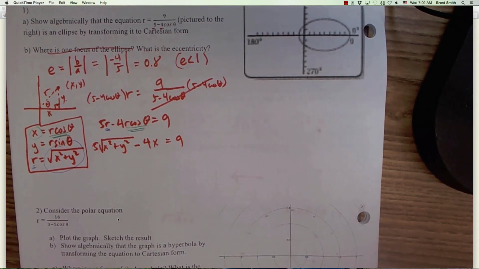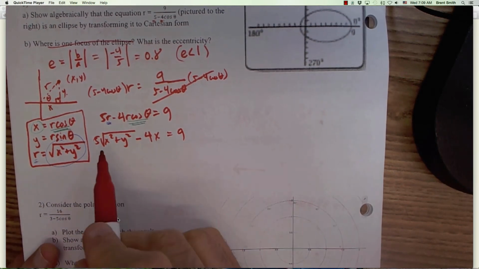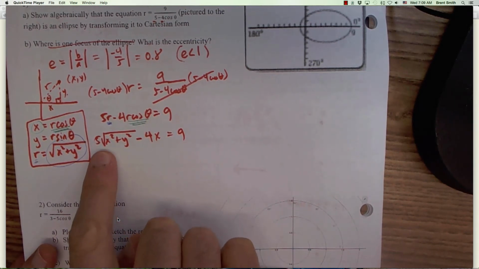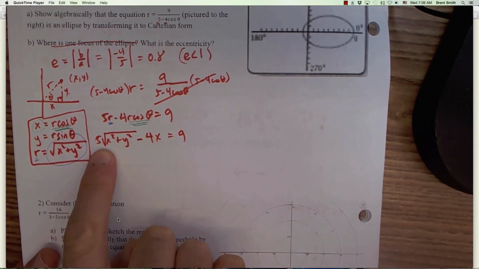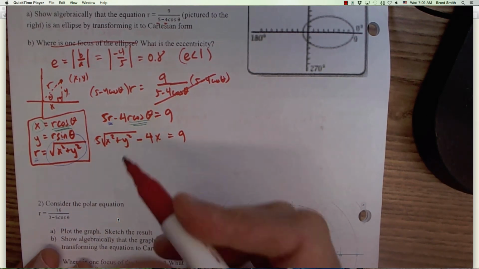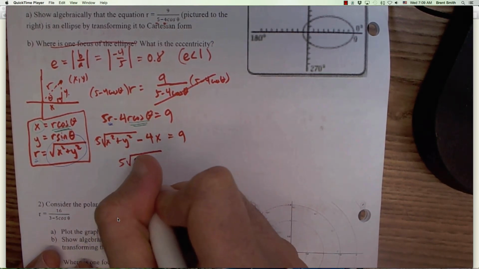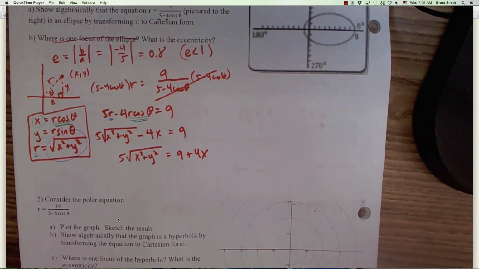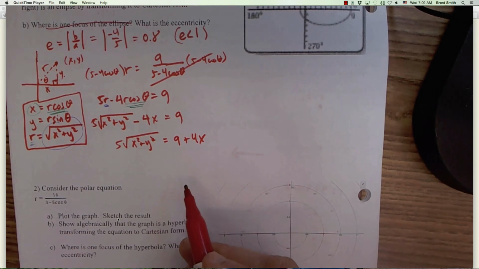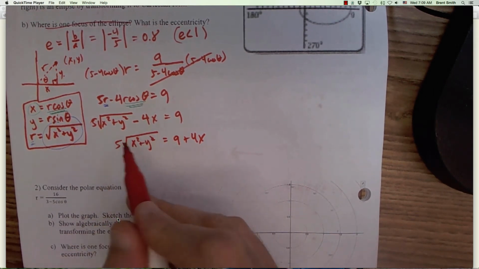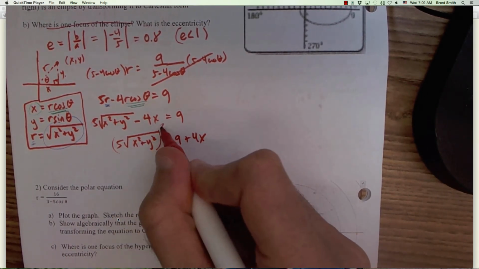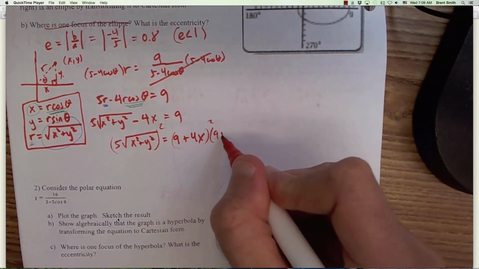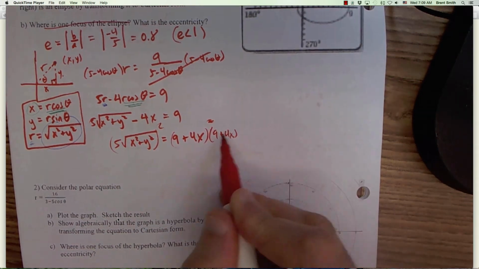This is all just Cartesian coordinates. It's kind of messy though. I've got this square root here, I've got the regular x hanging out here. We've got to get rid of this square root before we can really work on transforming it. So let's move this over. 5 times the square root of x squared plus y squared equals 9 plus 4x. So that's a little bit better. Now we can get rid of the square root by squaring both sides. Let's square both sides. In fact, just so I don't make a mistake, I'm just going to write it out twice. So I'm going to square this.